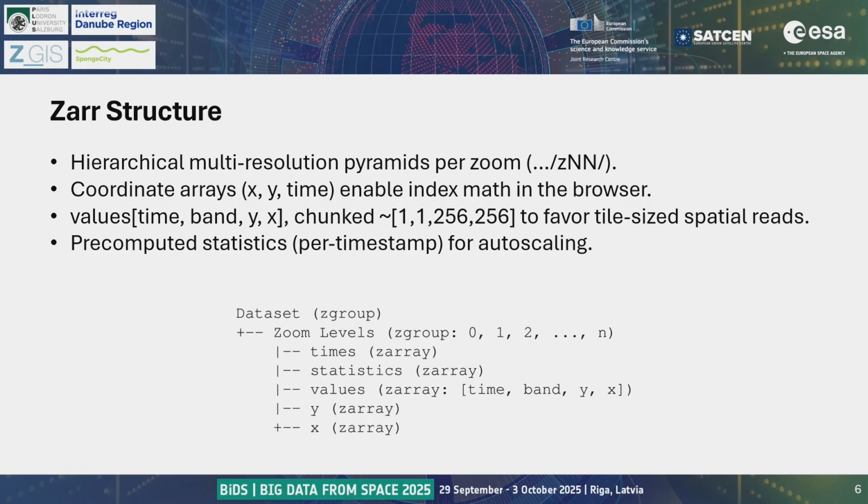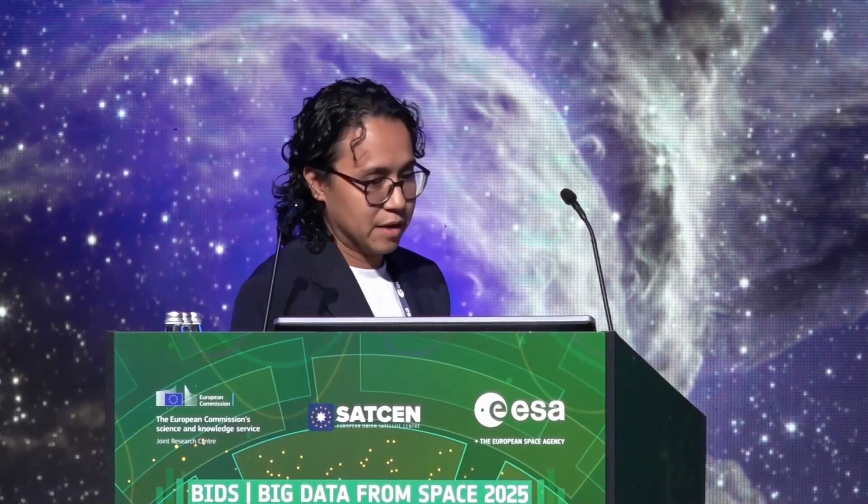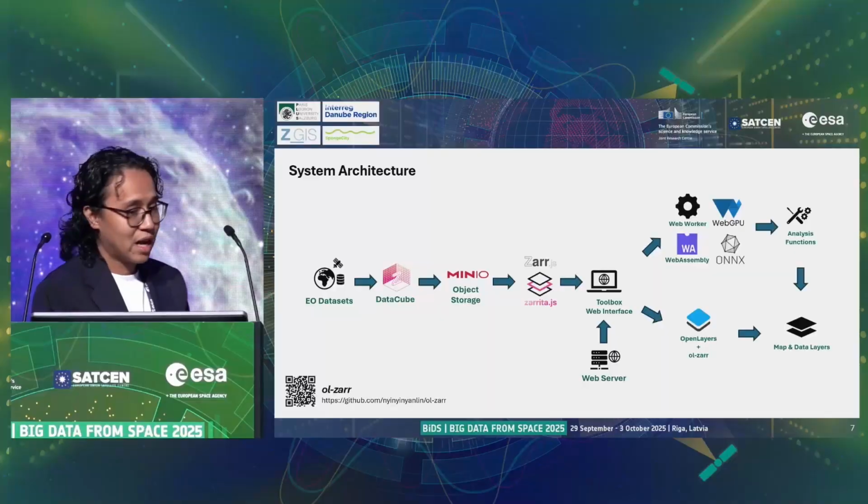This is useful when we visualize the map, the color maps and scales and everything, so that the client side doesn't have to do the statistic calculation again. And the values are stored in time, band, Y and X format array. So this is the whole system architecture.